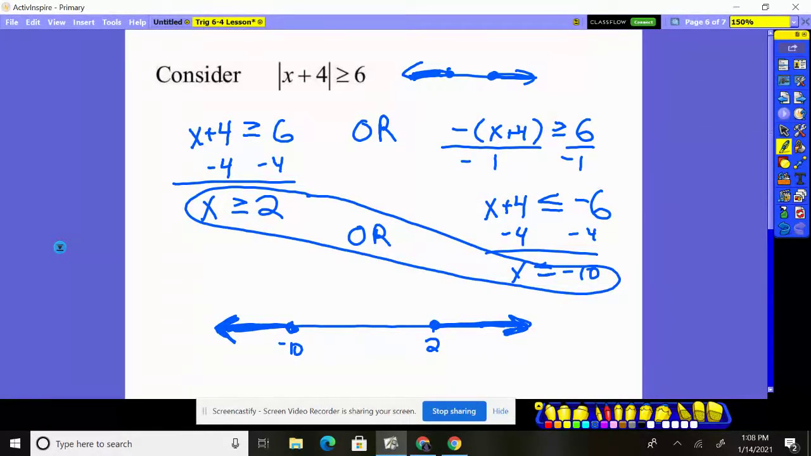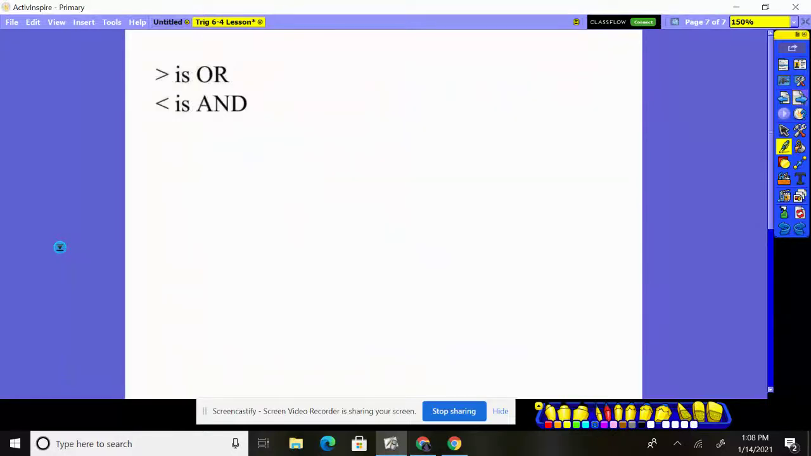Okay. Now, we need to remember greater is an or statement. Less than is an and statement. And statements are always going to have it between the 2 points. Ors with greater than is always going to be going that way, and then a point here going that way, because you're trying to get further away from it, further away from that 0.